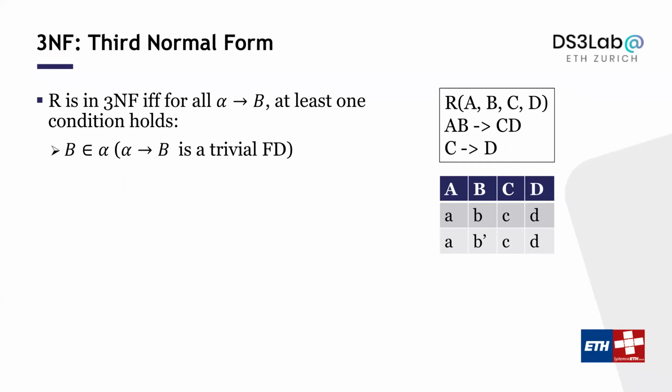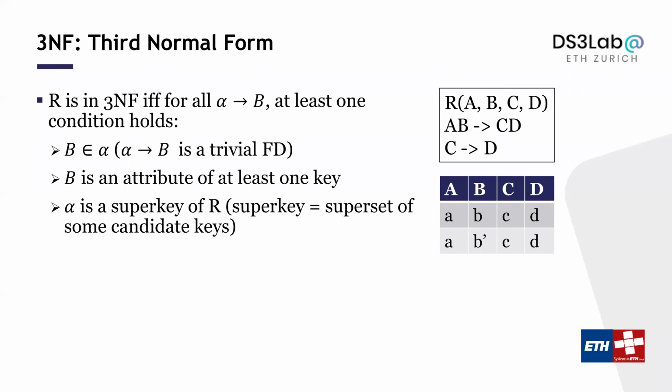First, either this functional dependency is trivial, and by that we essentially mean that the right-hand side is a subset of the left-hand side. Or B is an attribute of at least one key. Or the third condition is that alpha is a superset of a key, or a super key. If all functional dependencies that you have satisfy one of these three conditions, then we say this relation R is in third normal form.